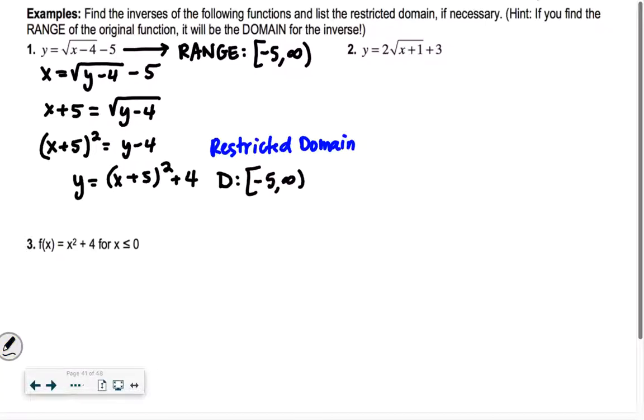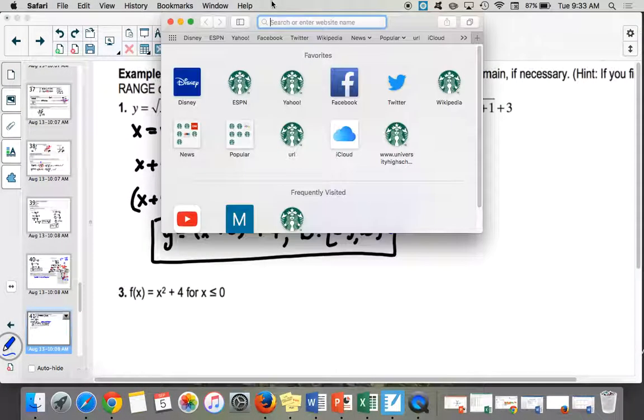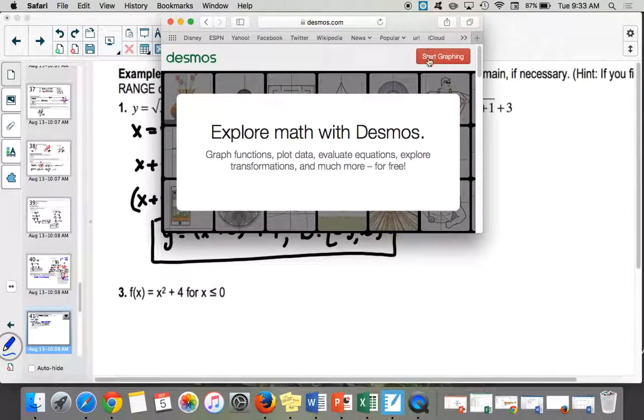So your final answer is going to have the parabola, but you're also going to list its restricted domain. Let me show you what's happening here. I think that's best if I graph it.